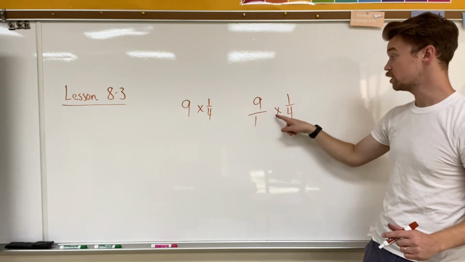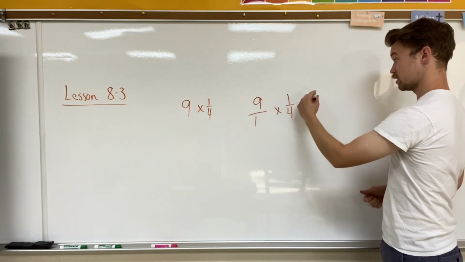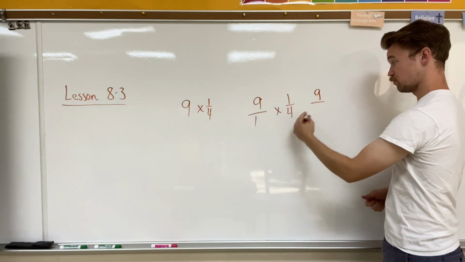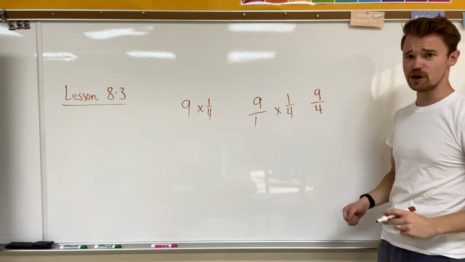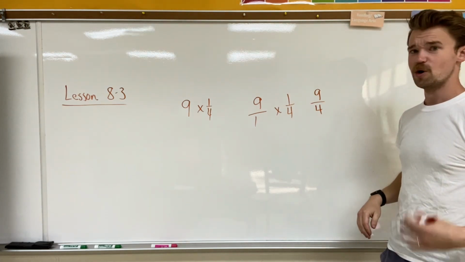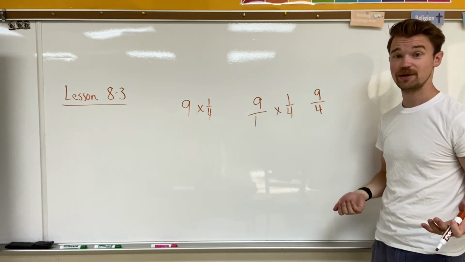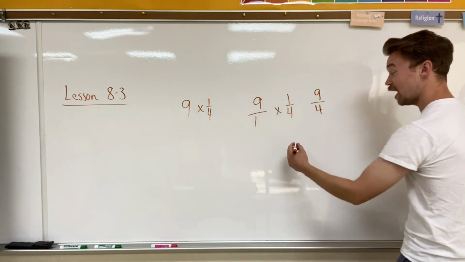I have 9 over 1 times 1 over 4. Well, I multiply just straight across. 9 times 1 is 9, and 1 times 4 is 4. Now you notice that we have an improper fraction where the numerator is larger than the denominator. What method do we use in order to change an improper fraction to a mixed number? That's right, the popcorn method, or the divide and popcorn method.